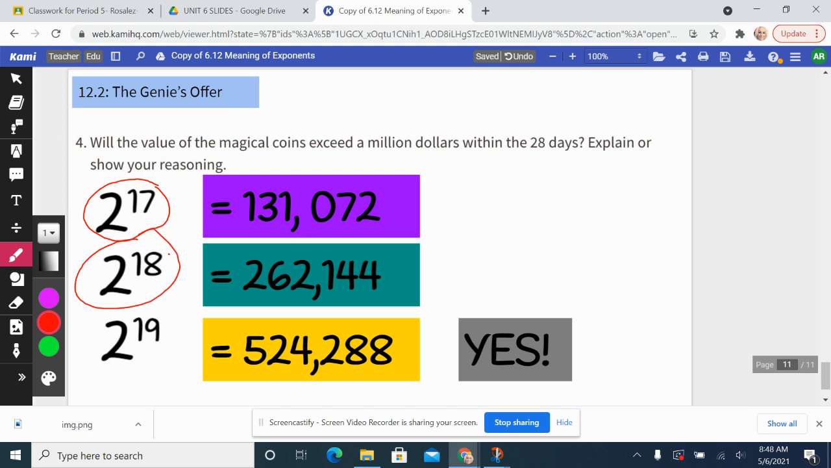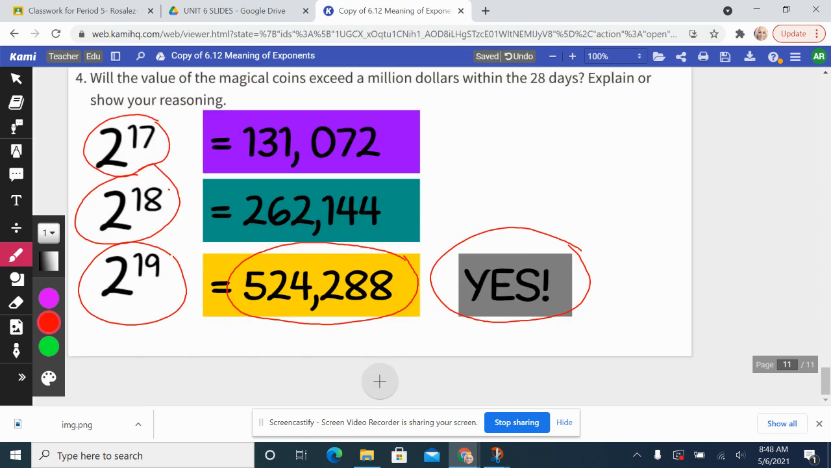I said, well, what about 18 days? 2 to the 18. And then I get 262,144. Please write both of those. And then I did 2 to the 19. So in 19 days, I'm already at 500,000. So your answer is yes. So you should write down everything that I have right there. Okay, you're going to turn in your notes and then we're going to start practice.